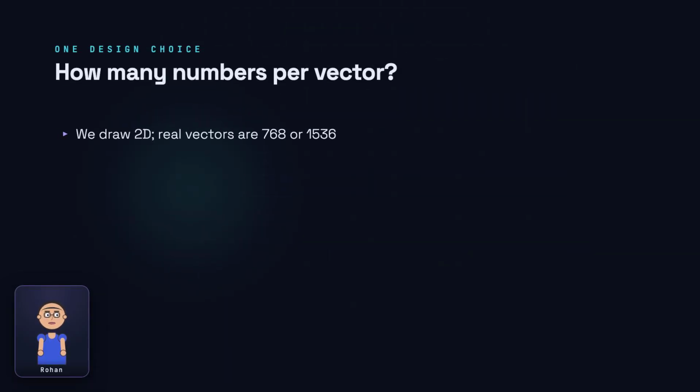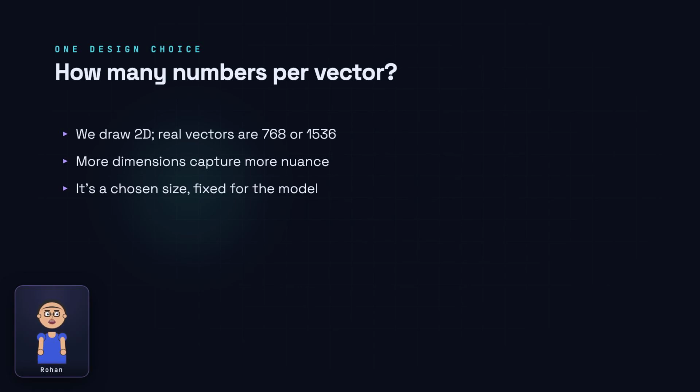One honest caveat: I've been drawing 2 dimensions so we can see it. Real embeddings live in hundreds or thousands of dimensions, 768, 1536 and up. That count is a design choice, fixed when the model is built. More dimensions give room to encode more subtle distinctions, but the intuition of nearness and direction carries over unchanged.